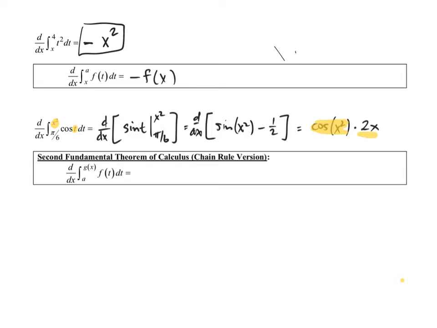And so let's see if we can generalize that using the formula in our box here. The derivative with respect to x of the integral from a to g of x, where g of x could be any function of x, squared, x cubed, square root of x, it doesn't really matter, of f of t dt is going to equal, step 1 is to replace t with the upper bound. So that would be f of g of x, just replacing the t in the function with the upper bound, g of x. And then step 2 is to multiply by the derivative of the upper bound, which we will call g prime of x.